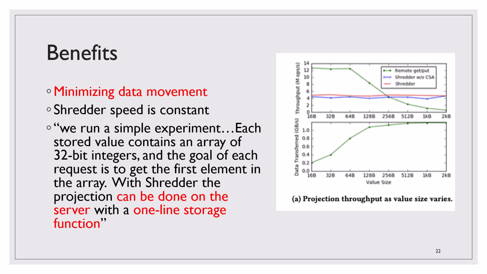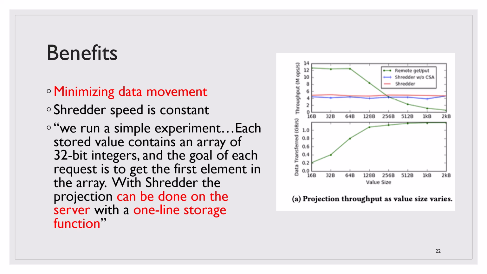The benefit of Shredder comes from minimizing data movement. In the graph, it shows the result of getting the first value from an array. With a remote get or put, we have to transfer the entire array. With Shredder, we just get the first value on the storage server, and then we can transfer the first value only.